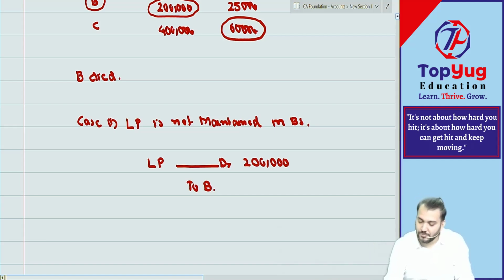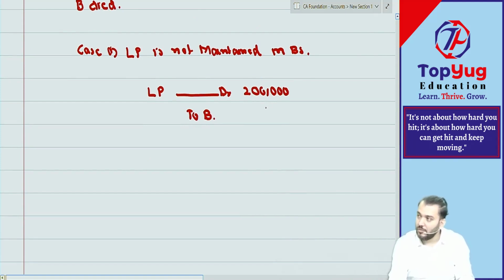What amount? Old partner we have understood. What amount? LP account, what amount? 2 lakh? Anyone saying a different answer? 2,90,000 is correct.